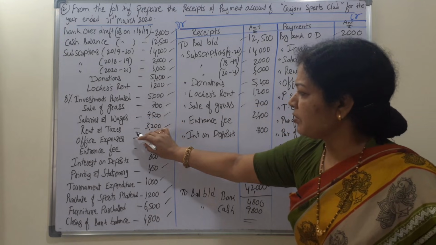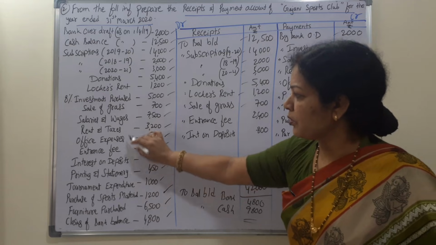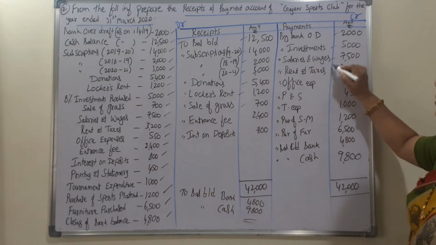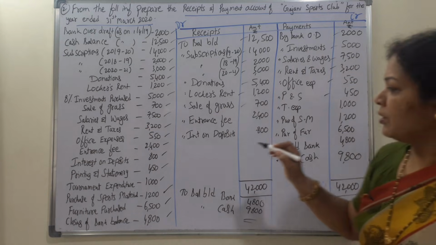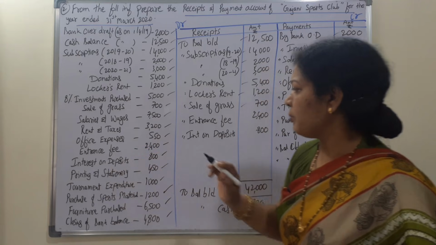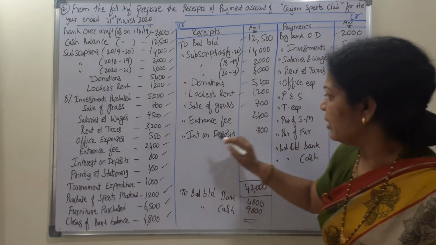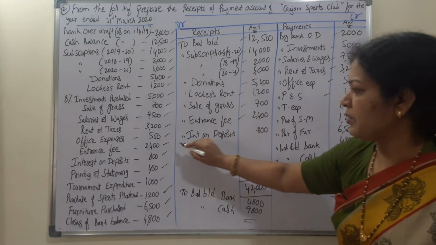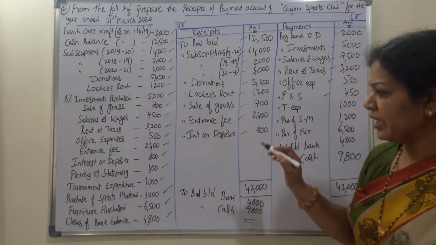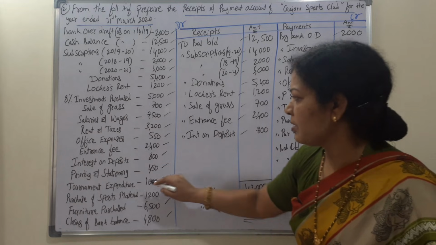Next, salaries and wages, rent and taxes, office expenses, entrance fee. So all these things are expenses, 1, 2, 3, 4. Entrance fee, interest on deposits. Entrance fee is also income. So that's what we have written. Interest on deposits, income. Printing and stationery 450, it's expenses.